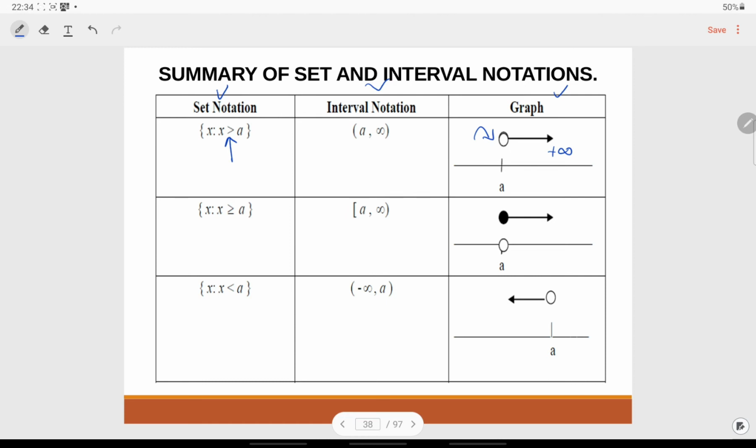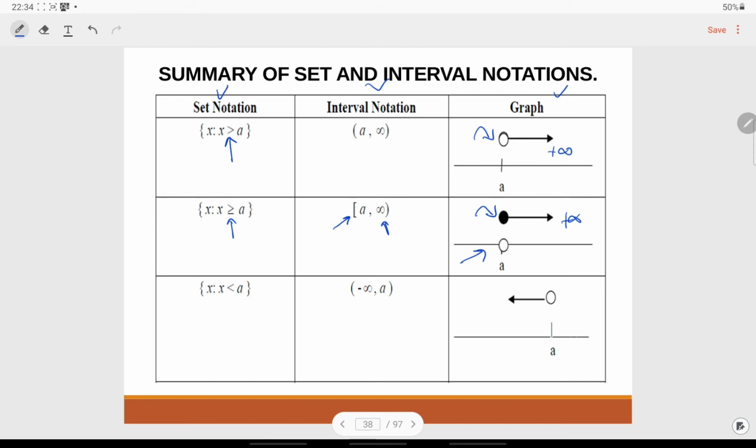The second one, we have x greater than or equal to a. How do we express this in interval form? We use a square parenthesis at a because it includes a. So from a up to positive infinity, and at infinity we use an open parenthesis. In the graph, we have a, so we use a solid circle instead of the white circle because we are dealing with a closed interval, moving from a up to positive infinity.